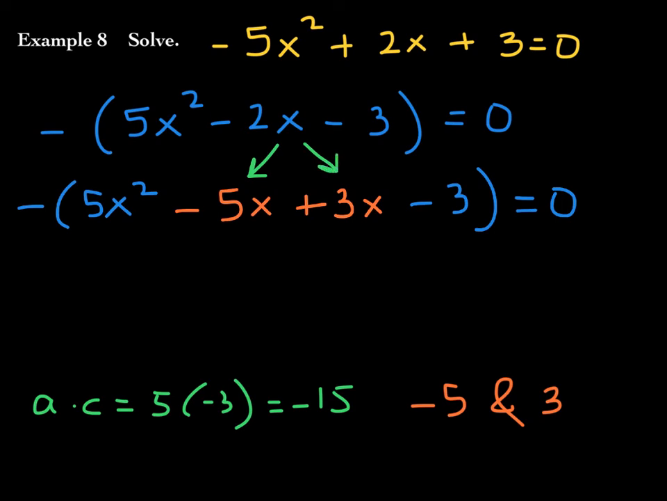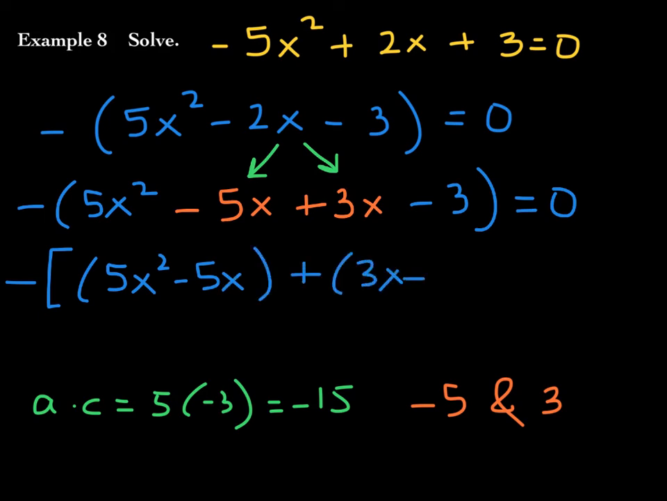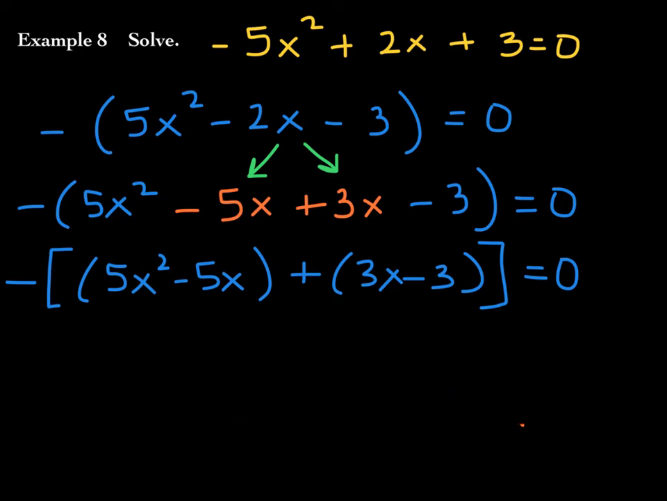All right, let's do it. So you got a negative on the outside. And how about 5x squared minus 5x? Maybe. Plus, and then 3x minus 3. Don't forget, this is all equal to 0. Okay. This would be a great point at which you can pause the video and finish this problem out for yourself.